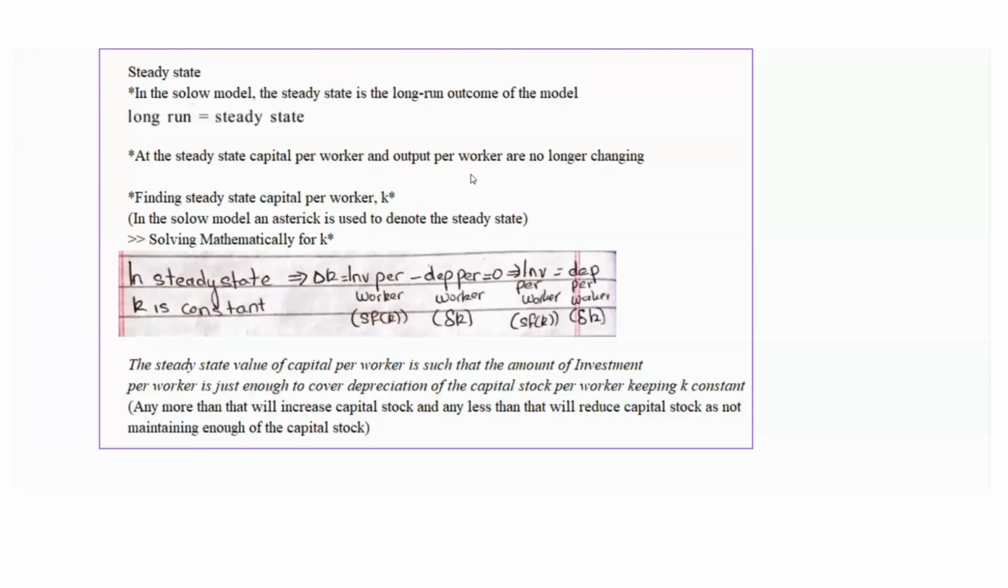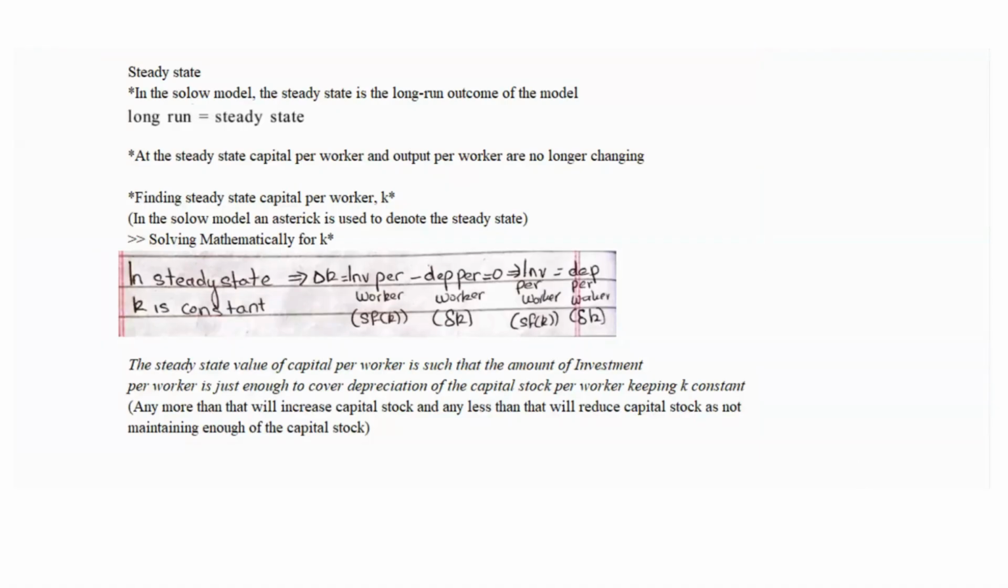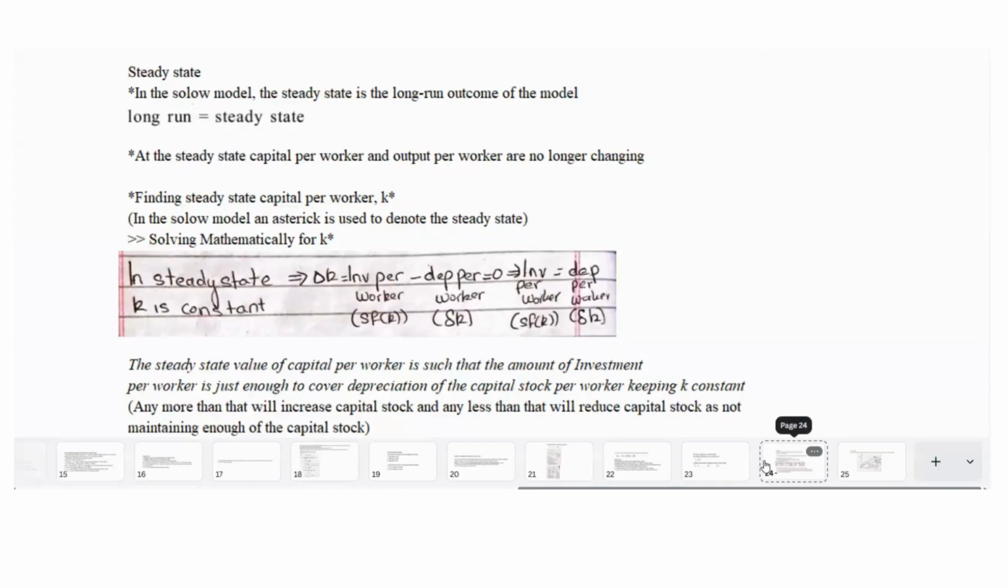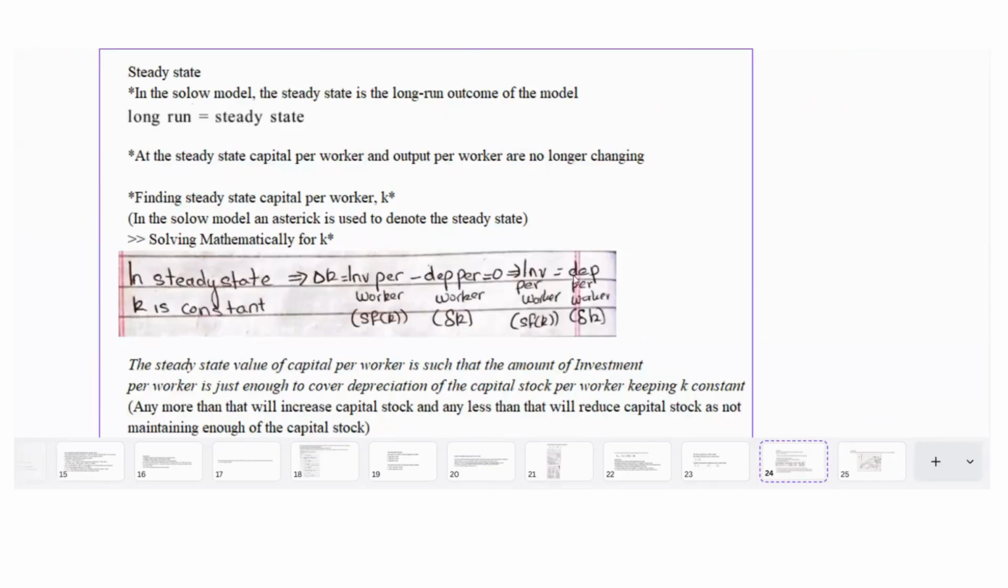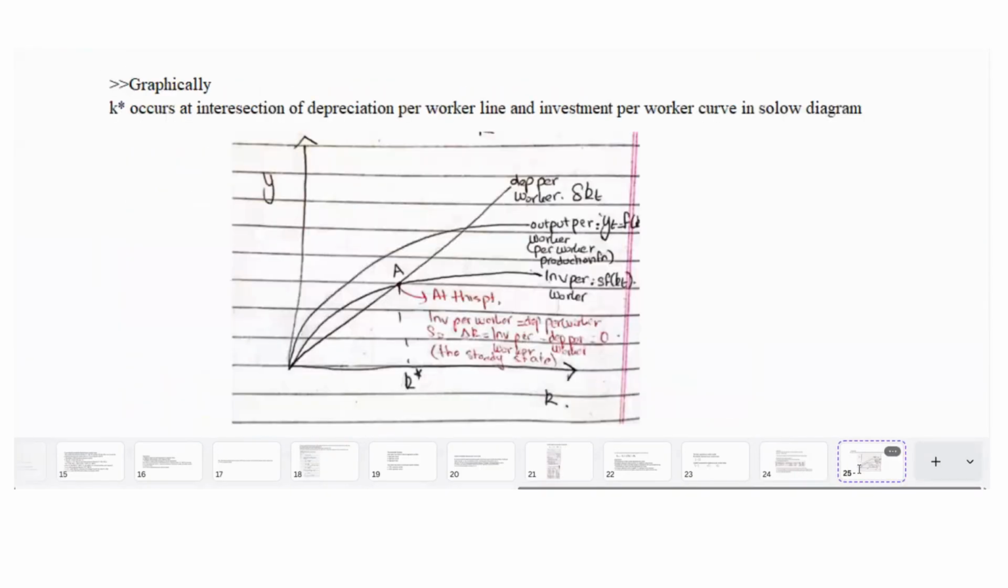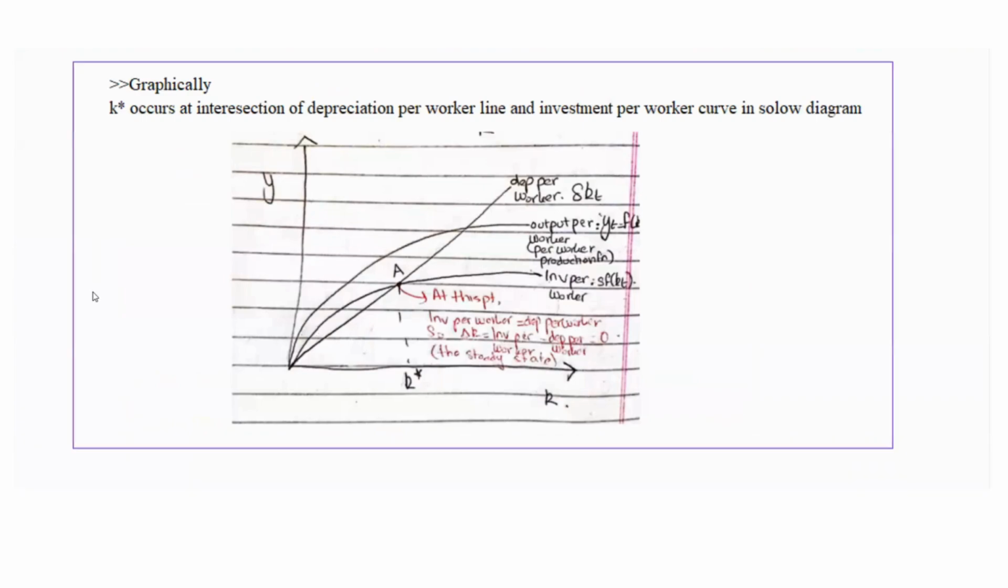So mathematically, to find the steady state level of capital per worker, keep in mind that in the Solow model, steady state is where capital per worker is constant. So the change in capital per worker given by the capital accumulation equation is equal to zero. From here it follows that investment per worker is equal to depreciation per worker. So to find the steady state value of capital per worker, we just set investment per worker equal to depreciation per worker in this basic Solow model. The way we find it changes slightly when we introduce population growth and technological progress, because then we have to account for those as well.